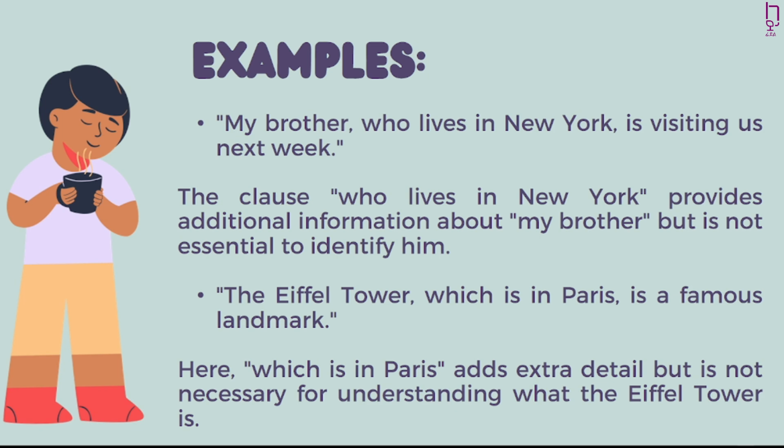Another example: the Eiffel Tower, which is in Paris, is a famous landmark. The same thing in this sentence, we can say the Eiffel Tower is a famous landmark. We can take out which is in Paris, the clause that says which is in Paris, because it's extra information again. So the sentence could have a complete meaning if we just say the Eiffel Tower is a famous landmark. But as a whole, we say the Eiffel Tower, comma, which is in Paris, is a famous landmark. So this is what a non-defining clause is. I hope you understood it.